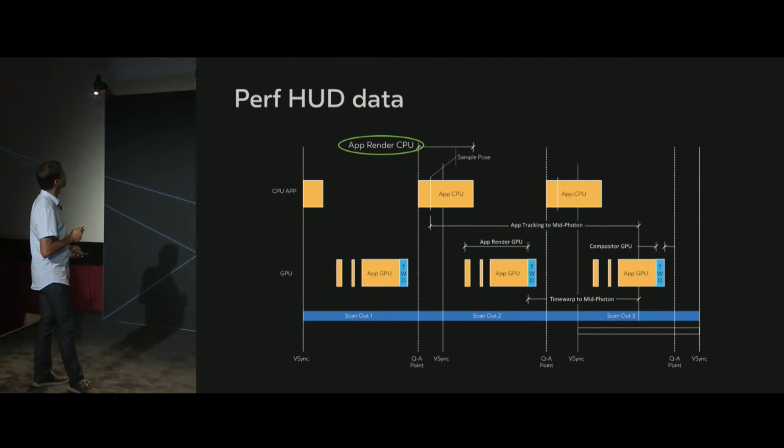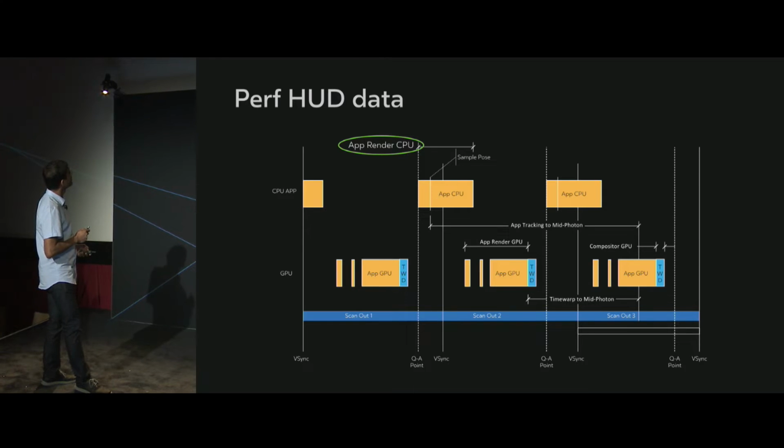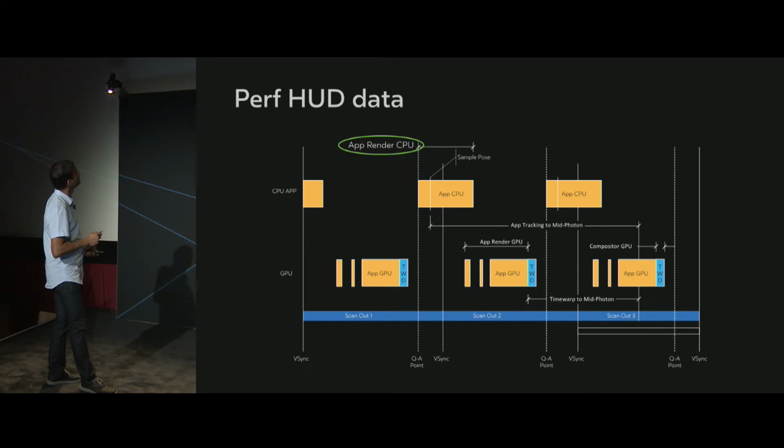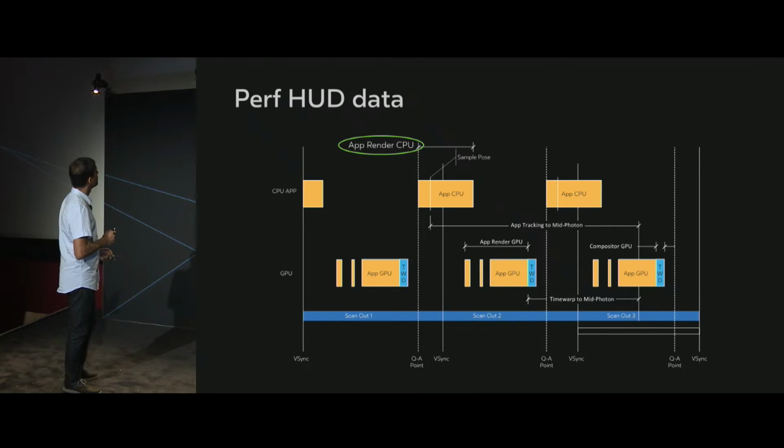The next metric we show is the app render CPU time, which is basically the complete time that the app took between subsequent calls of submit frame. And so this is the entire time that the app took. This is where the app returned from submit frame, and then when it finishes rendering the next frame, this is when it calls submit frame. So that's the app render CPU time.